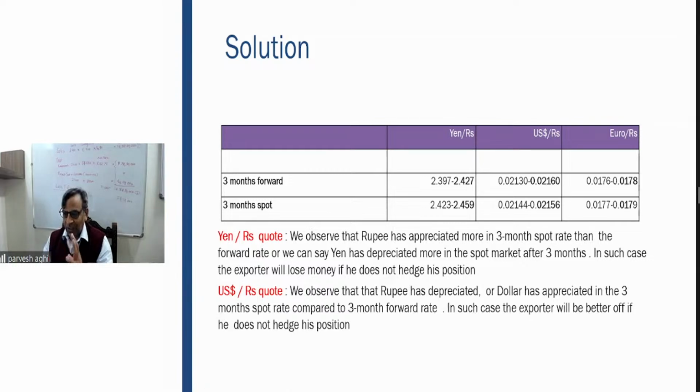Now, as far as yen and euros are concerned, they're showing a similar trend. Yen has gone up from 178 to 179, and euro from 427 to 459. So both euro and yen are depreciating. He should take a hedge for both yen and euros, but for the US dollar exposure, he should not. If he has an opportunity, he should not hedge his position for the US dollar because the US dollar is appreciating and he will get more money and more profit if he does not hedge.